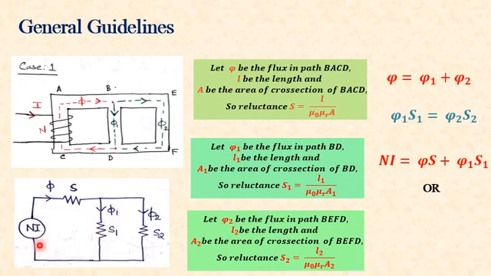Or considering the outer loop alone, Ni can be written as Ni equal to phi s plus phi 2 s2. So these are the four basic equations that are required to solve the numerical on a parallel magnetic circuit. So always remember that the flux in the length where the coil is wound, that must be taken as phi.